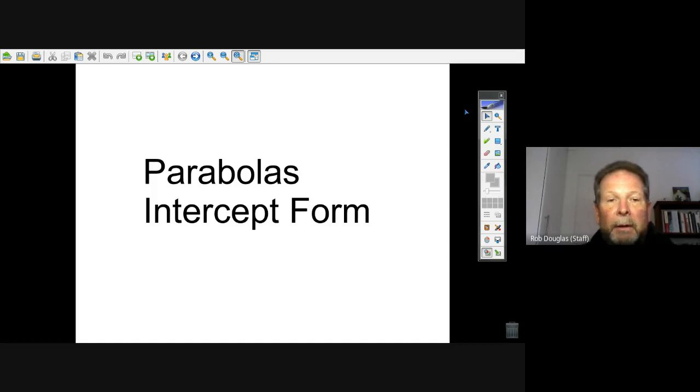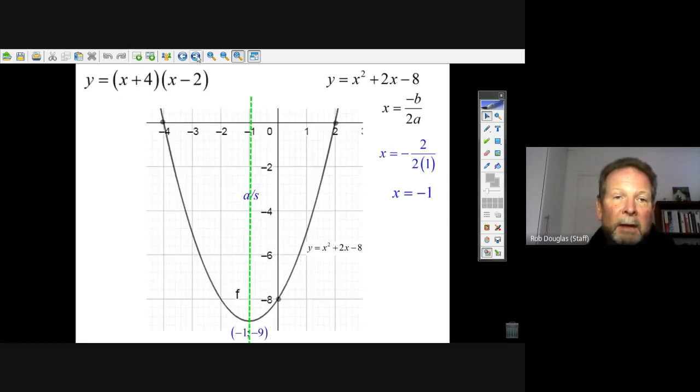Okay, today we're going to look at something working with parabolas and functions, and we're going to look at questions that involve the intercept form. Okay, the intercept form of a parabola. Let's just take a look.